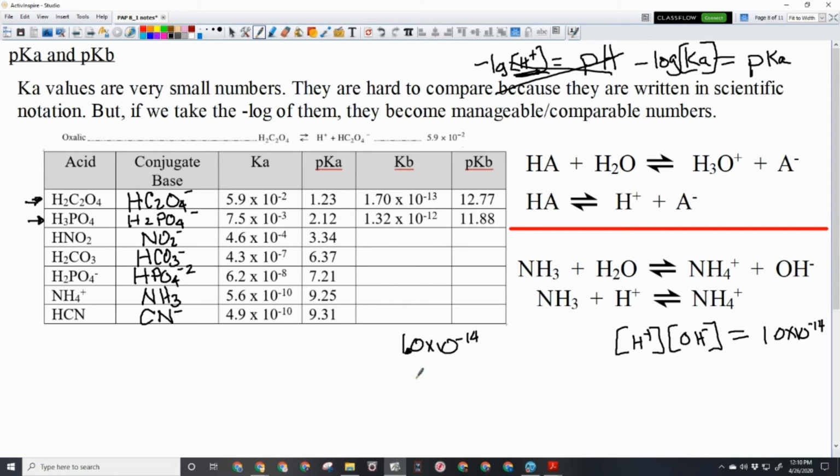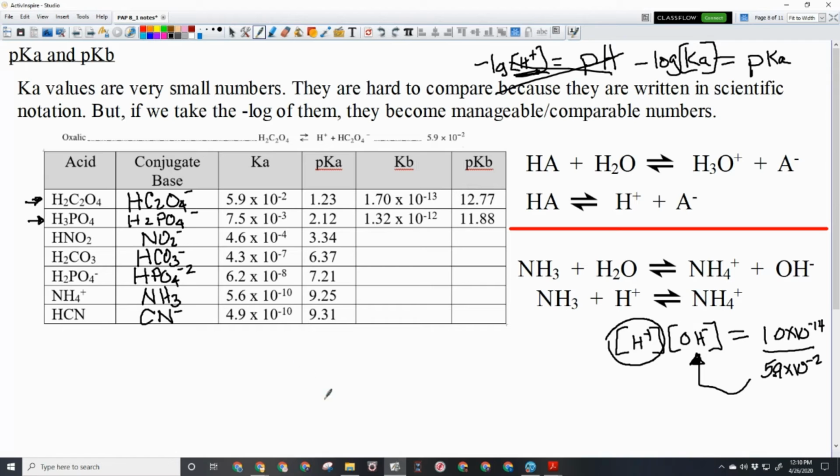If we rearrange this, we're going to see that if we take our 1.0 times 10 to the negative 14 divided by whatever we have. So here we have our Ka, and our Kb is missing here. So if we take this divided by that 5.9 times 10 to the negative 2, we're going to get the value for OH. Right, so it's just algebraic rearranging. So let me go ahead and do that just to show you.